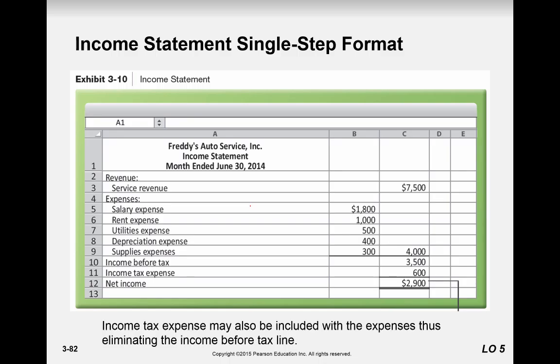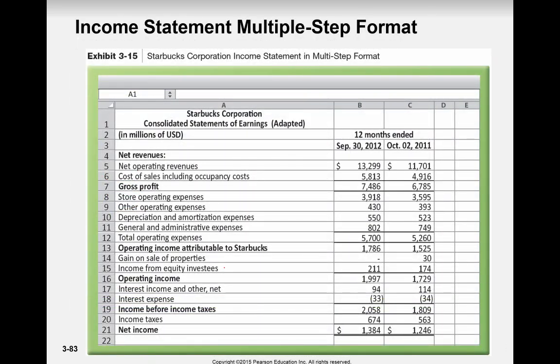And the income statement single step format is simple. It just has one total for revenues and one total for expenses. Whereas the multi-step, we have several subtotals. Revenues minus cost of goods sold equals our gross profit. And then we have operating income. So we will do the various expenses such as store and other operating expenses, depreciation. Then we add any gain on the sale of property or any income from investments to get operating income. Subtract interest income and expense to get income before taxes.